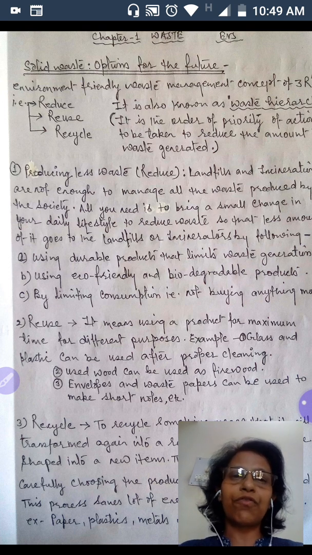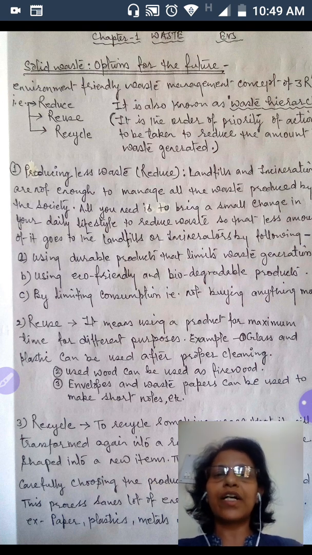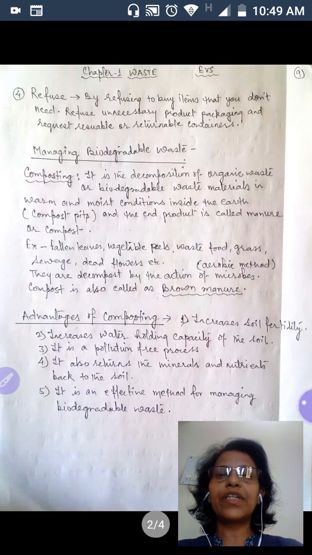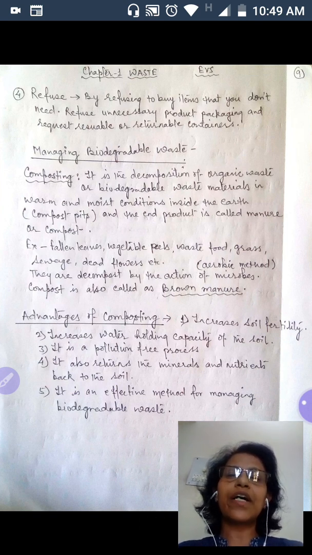Of course, the 4th R, that is refusing, that is by refusing unnecessary items. So reduce, reuse and recycle are the concept of 3R's, and you can see this is the 4th R, refuse. It means refusing unnecessary items that you don't need anymore.